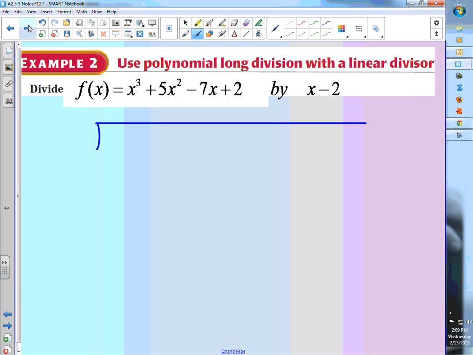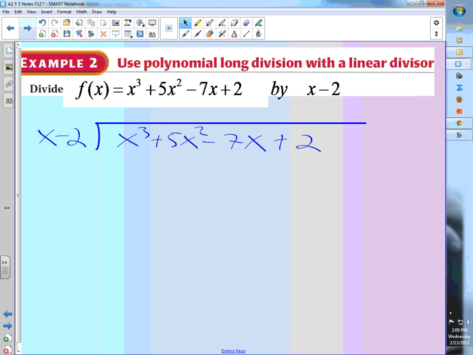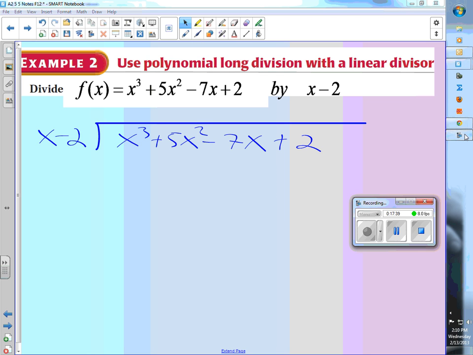Now, polynomial long division can be done with a linear component, but it's easier to do synthetically. But we're going to divide x minus 2 into x to the third plus 5x squared minus 7x plus 2. Notice that we went 3, 2, 1 numbers, so I don't need to put any placeholders, and I'm ready to divide. Give this a shot real quick.